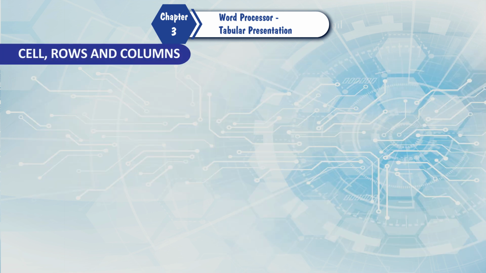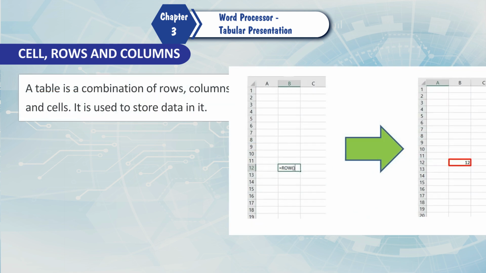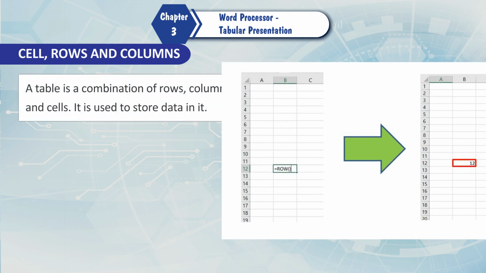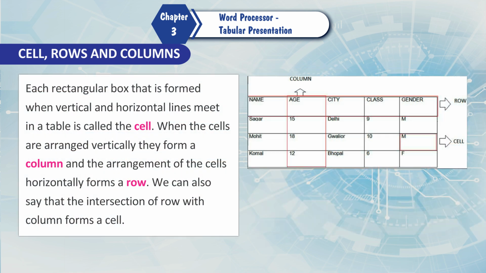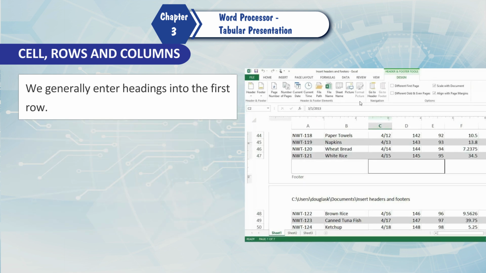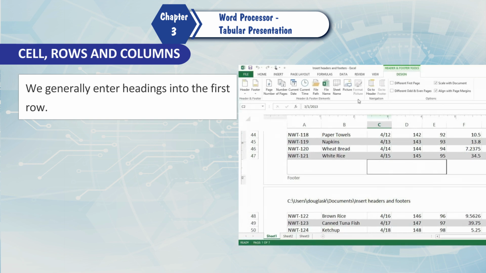Cell, rows and columns. A table is a combination of rows, columns and cells. It is used to store data in it. Each rectangular box that is formed when vertical and horizontal lines meet in a table is called a cell. When the cells are arranged vertically, they form a column, and the arrangement of the cells horizontally forms a row. We can also say that the intersection of a row with a column forms a cell. We generally enter headings into the first row.